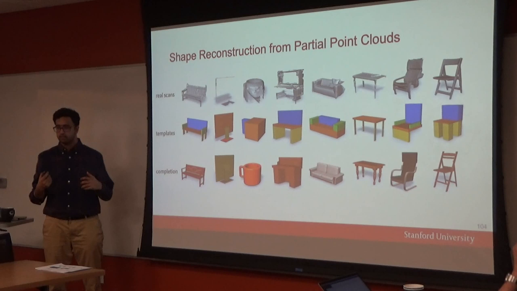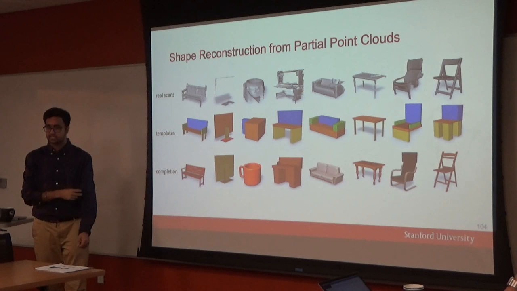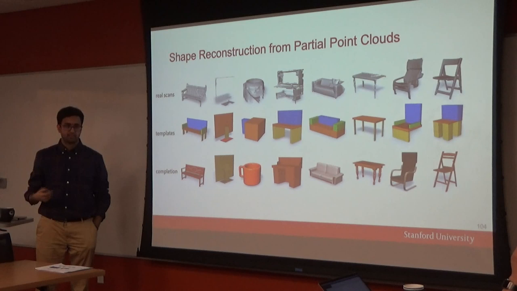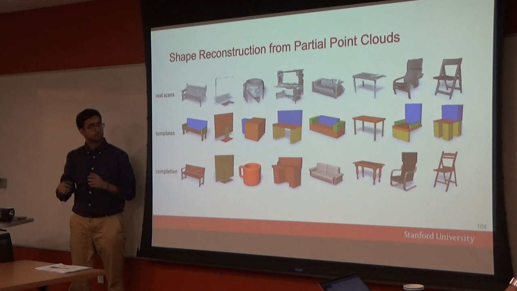So here you have a set of real scans in the first row. These scans have been scanned from IKEA. The second row consists of templates which have been predicted by the cluster prediction network and then fit to the partial scan. The third row consists of shapes which have been retrieved from the database and deformed to fit the partial scan.